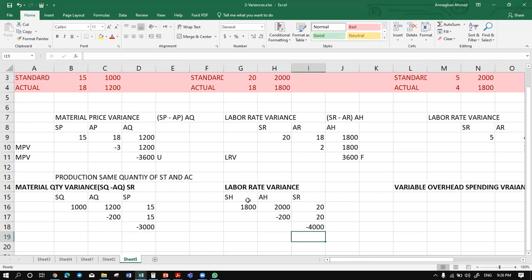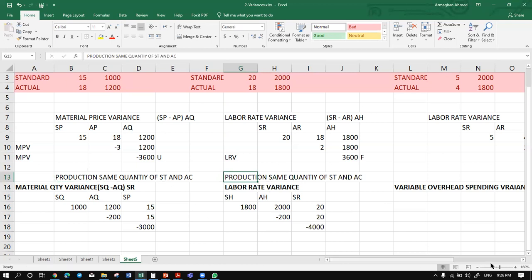Why? Because we are consuming more hours than the standard hours. Remember, production is the same quantity. This is very important: the production that was planned, the standard, is the same we produce in actual. But if we use more material or more labor hours, that is unfavorable.